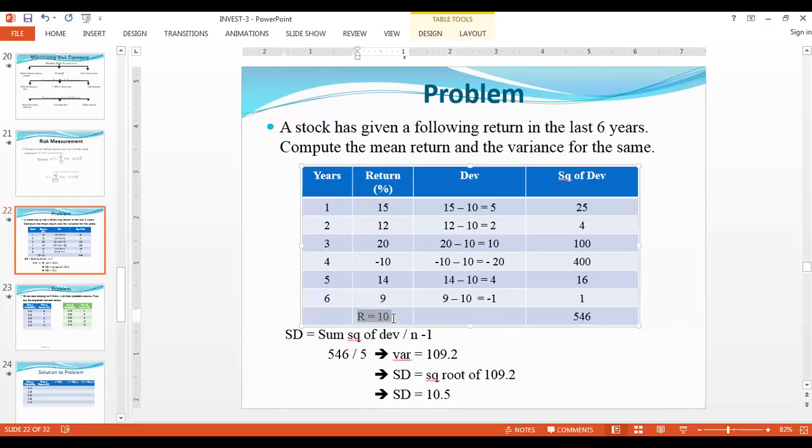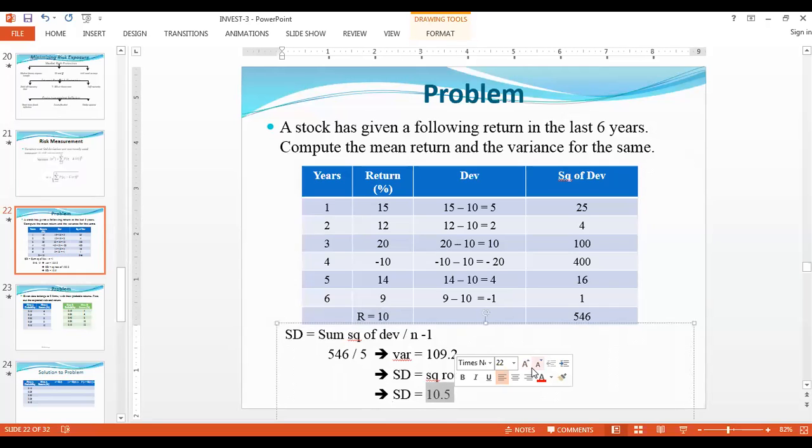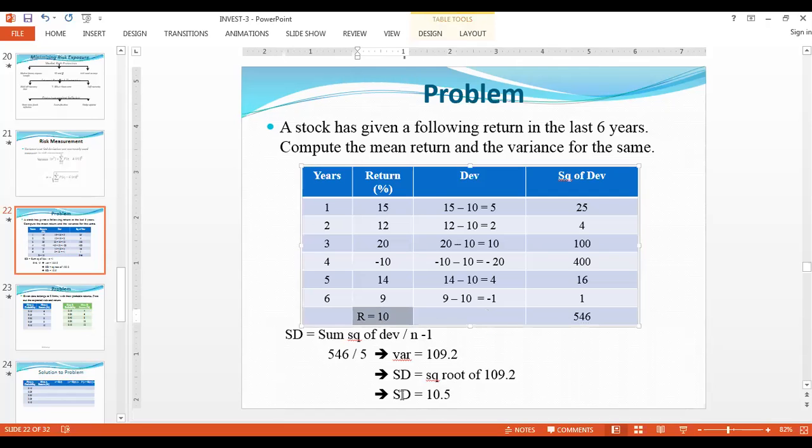my return from the investment is 10%, but somewhere I can experience that my return can go up to 20% also, because I have to add 10 to this. So somewhere my return will go up to 20%, and somewhere my return will come to 0 also, because 10 minus 10 is 0, right?